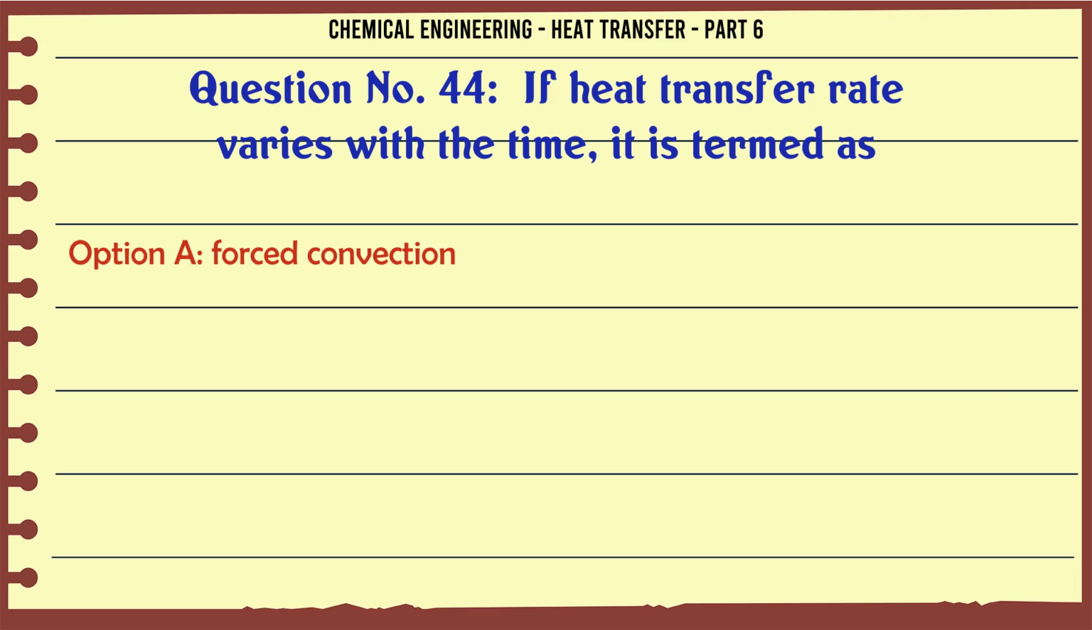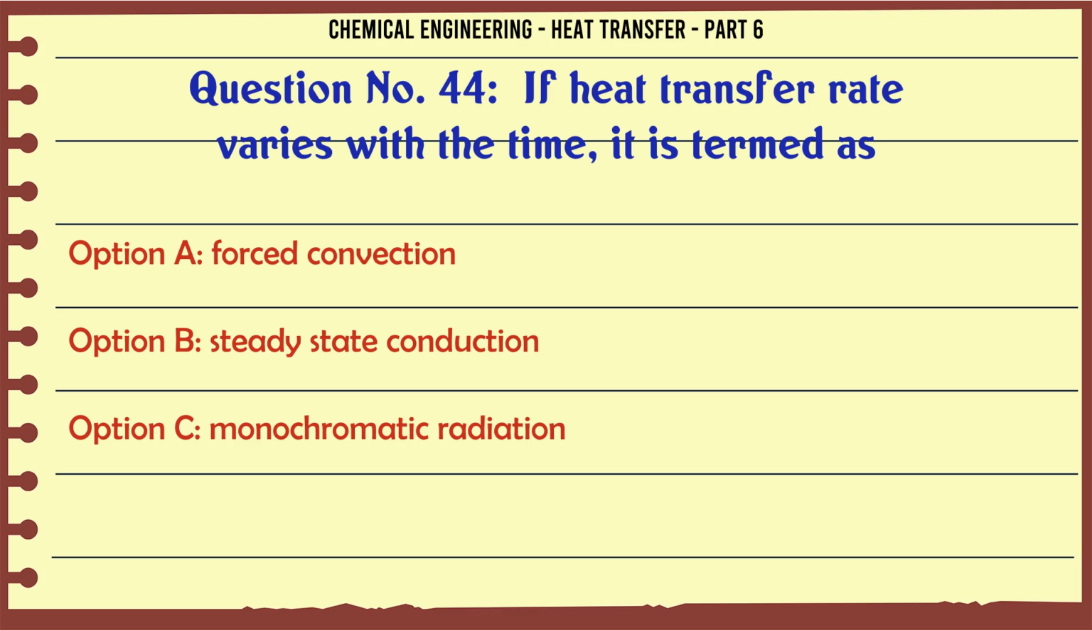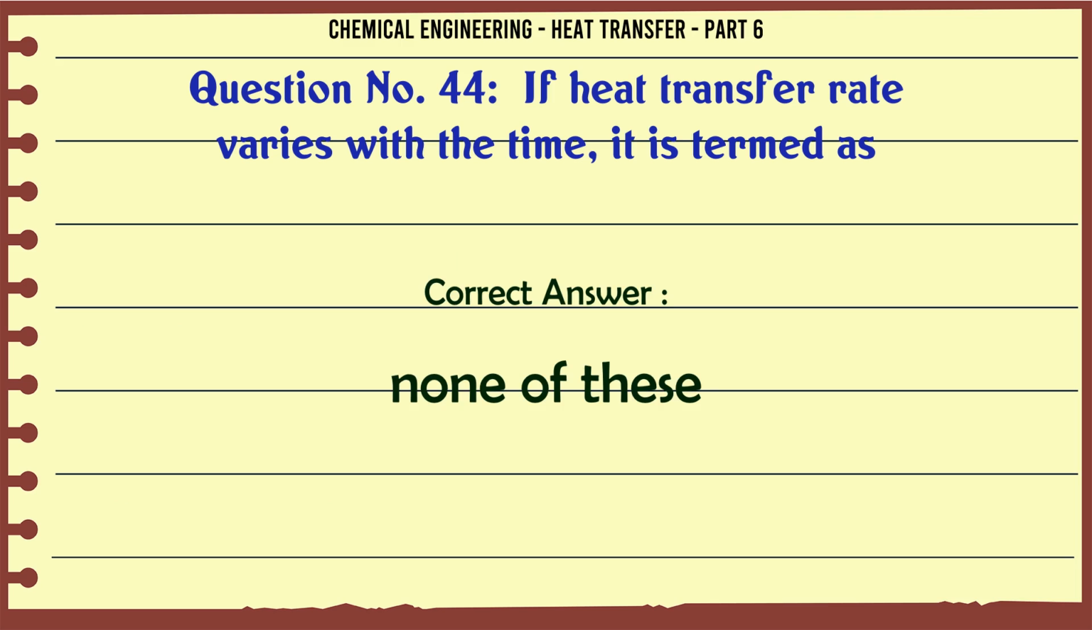If heat transfer rate varies with the time, it is termed as A. Forced convection, B. Steady state conduction, C. Monochromatic radiation, D. None of these. The correct answer is none of these.